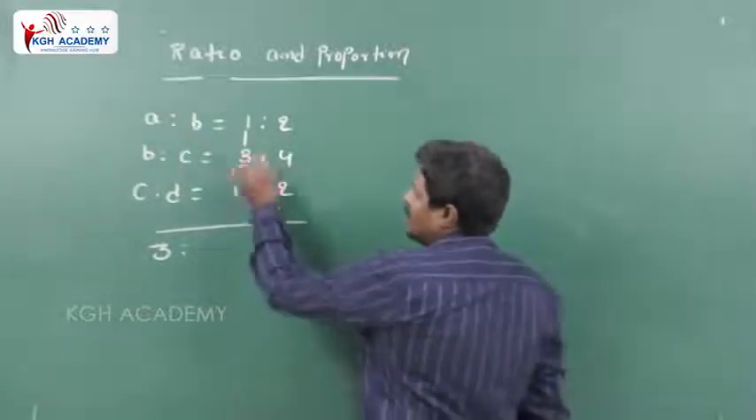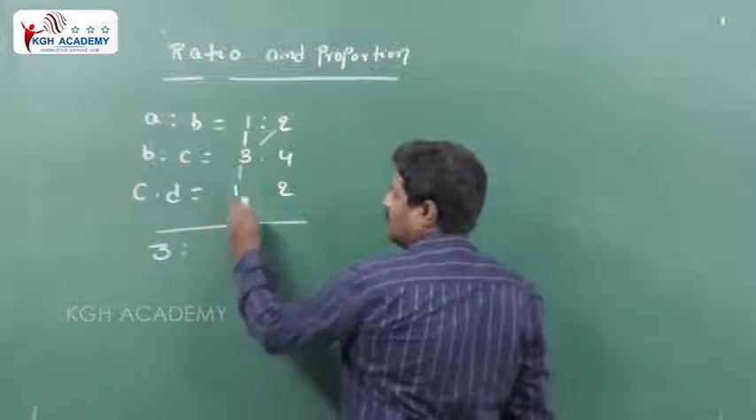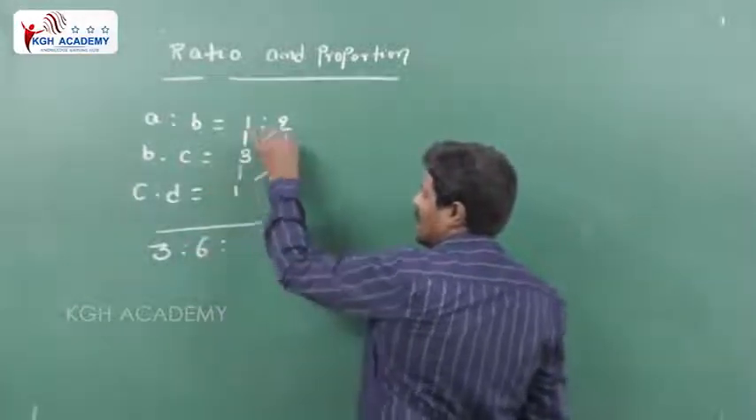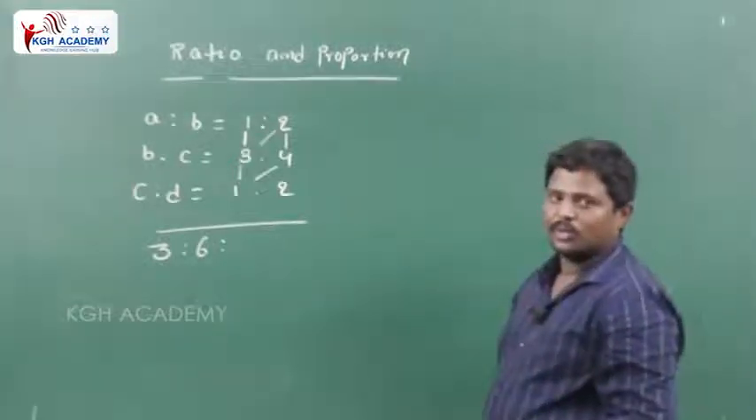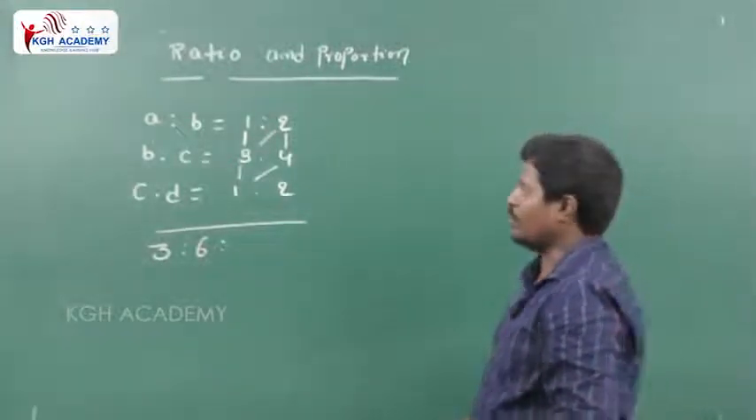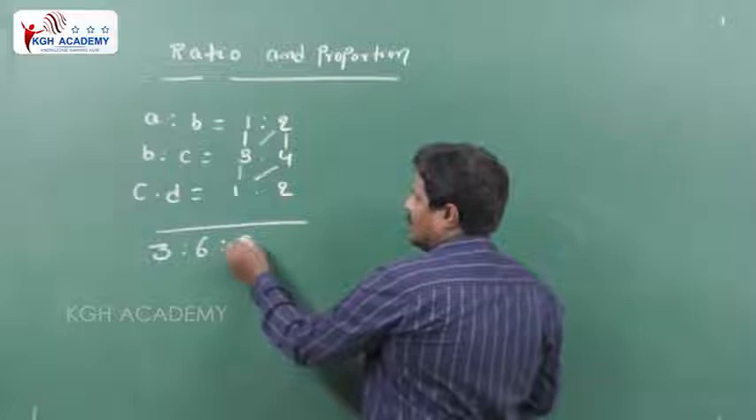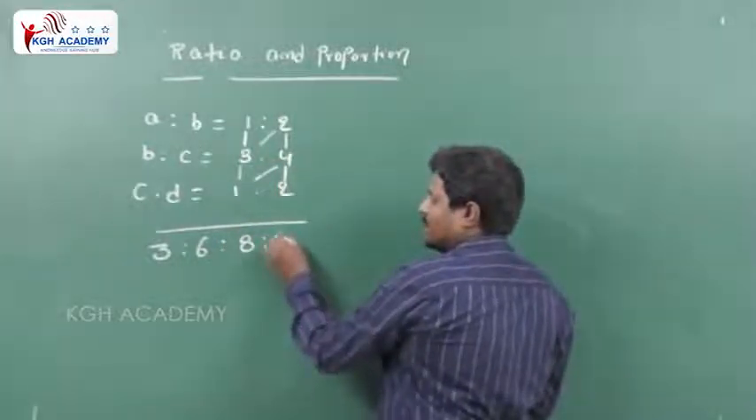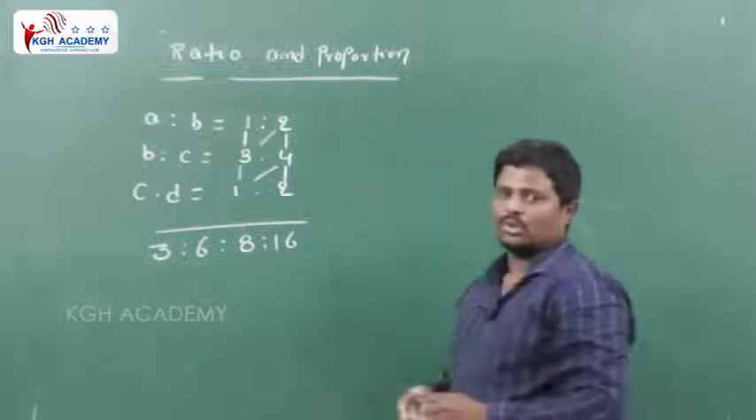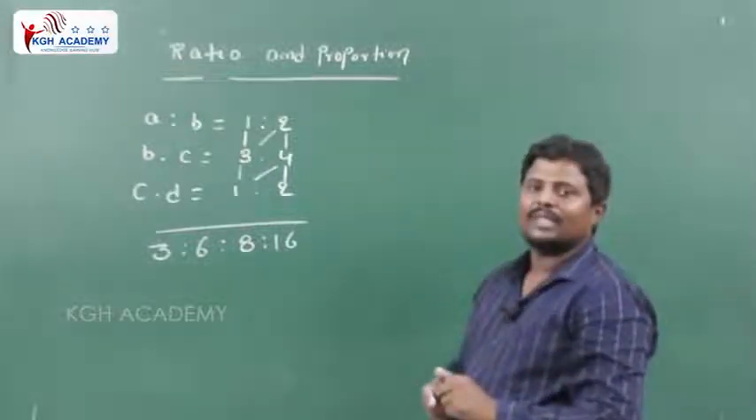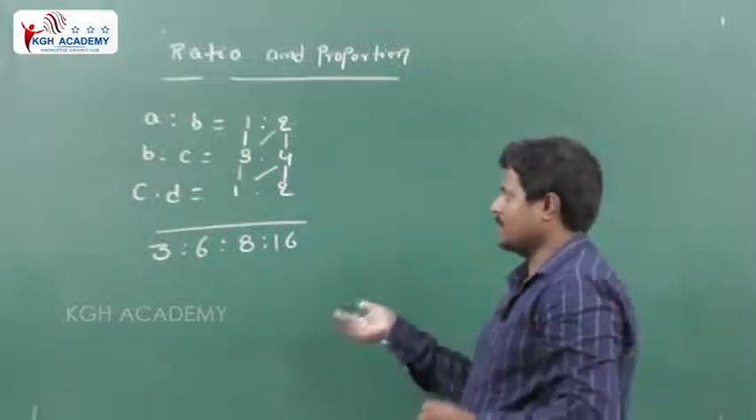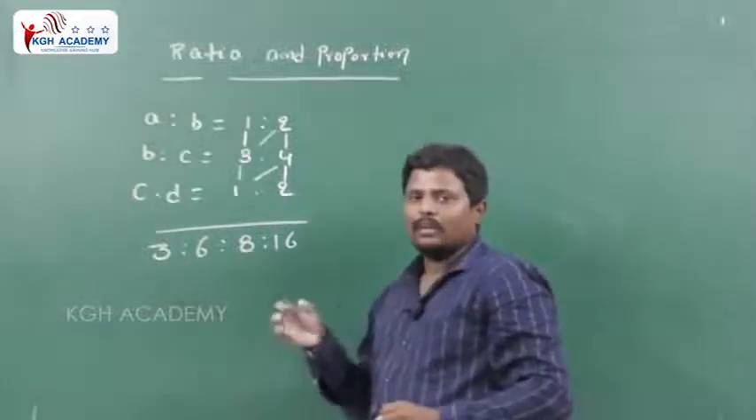And what is the second step? 1 into 3 into 2, which is nothing but 6. And third step, 1 into 4 into 2, that is 8. And 2 into 4 into 2, that is 16. So the answer is 3 is to 6 is to 8 is to 16. This is the combined ratio.